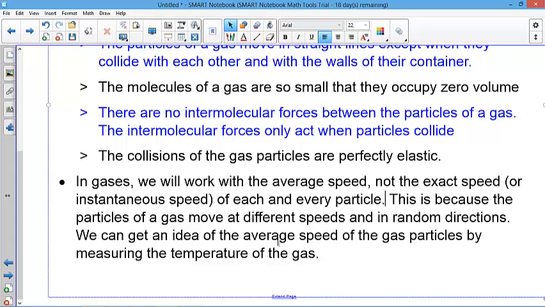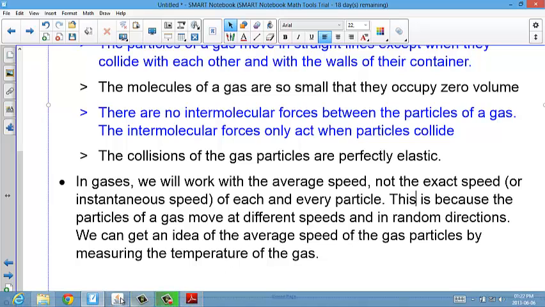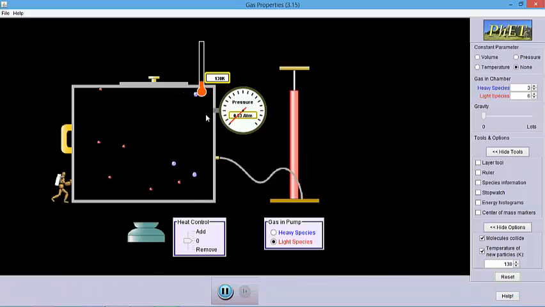Now in gases, we will be working with the average speed. So we will not be working with the exact speed of each and every particle that we're having inside a container. This is because the particles of a gas all move at different speeds and in random directions. So it will not be easy for us to determine the speed of each and every particle. But we can get an idea of the average speed of gas particles by measuring the temperature of the gas. Now let us look into this simulation in order to understand what is meant.